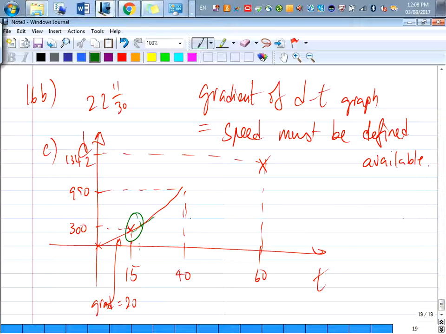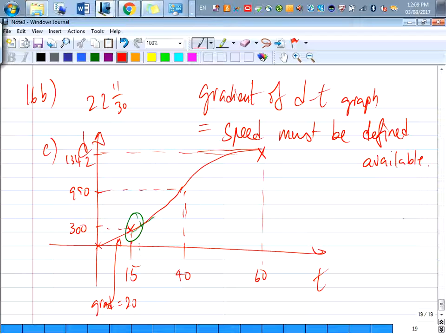Next region, from 40 to 60. Our distance is still increasing, although the speed is decreasing. So we are expecting another curve. And this time, it will look like this. Okay. This part. Why does it look like this?